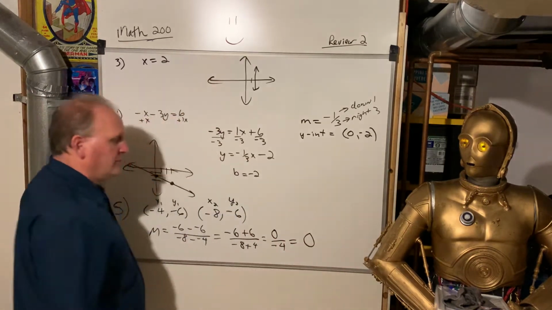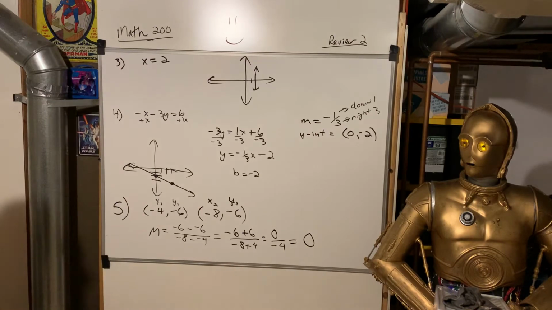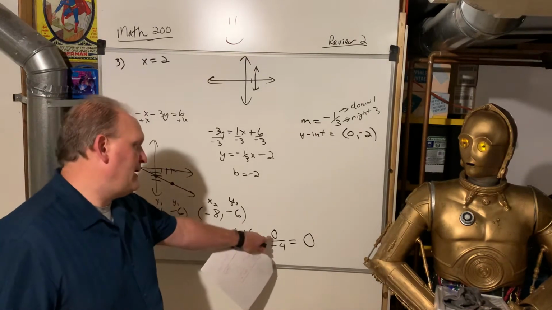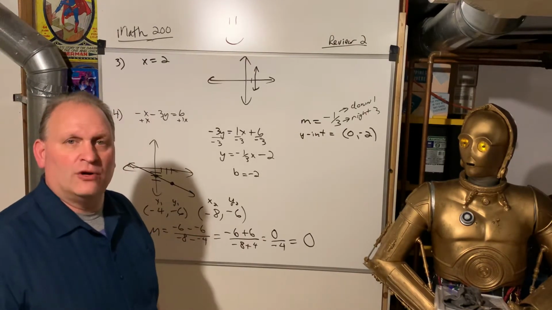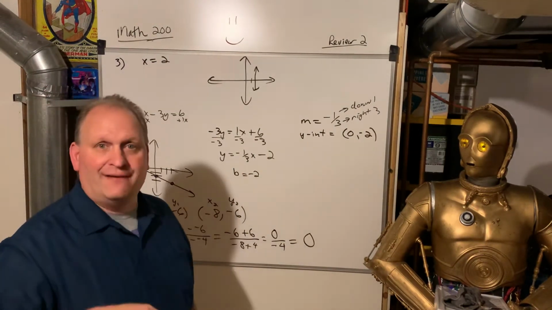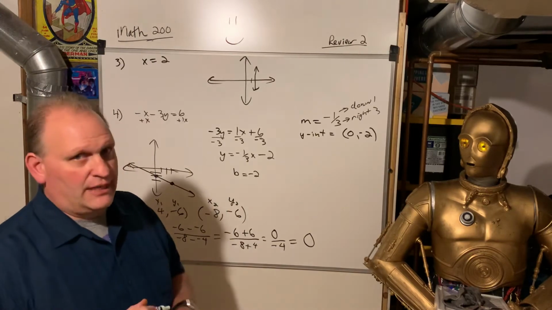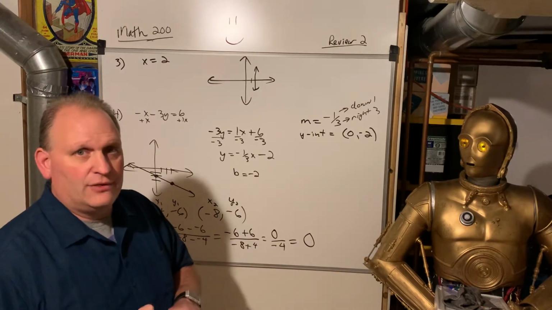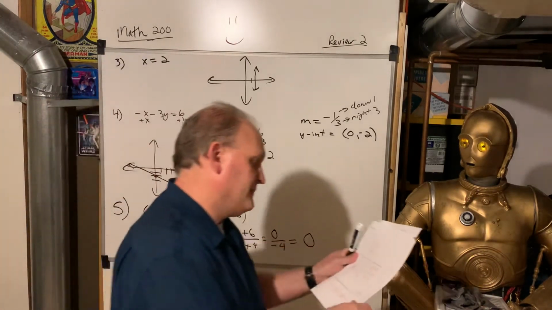If you forget which one is undefined and which one is 0, use your calculator. Go ahead and pop that in your calculator. 0 divided by -4 is 0. If it's the other way around, like 5 divided by 0, your calculator will tell you error. And then you know that's undefined. All right.